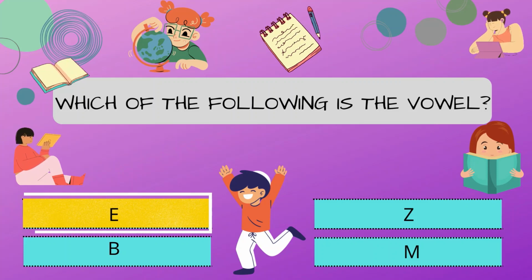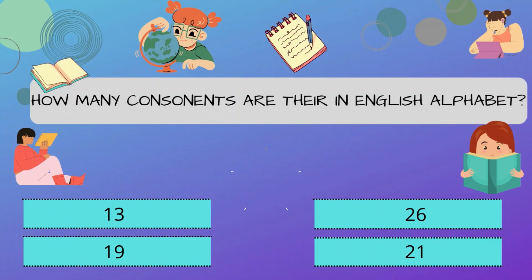Answer is A E. Next question, how many consonants are there in English alphabet? Option A 13, B 26, C 19, D 21. 5, 4, 3, 2, 1, 0.